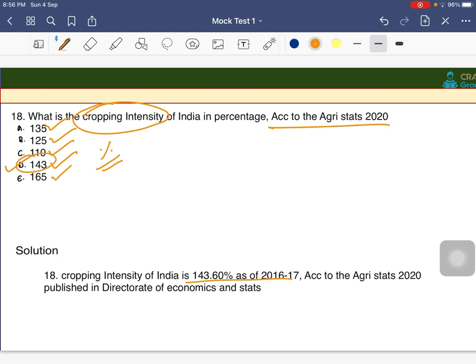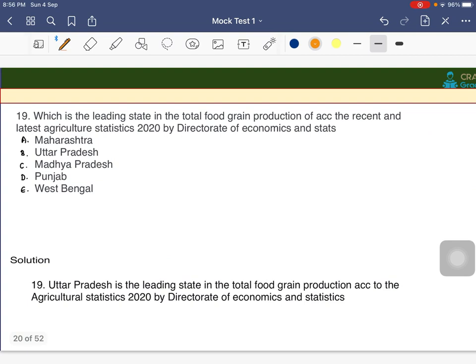Next. Which is the leading state in total foodgrain production according to the latest Agricultural Statistics 2020 by the Directorate of Economics and Statistics? The answer is B, Uttar Pradesh. Uttar Pradesh is the leading producer of foodgrains according to the Directorate of Economics and Statistics.